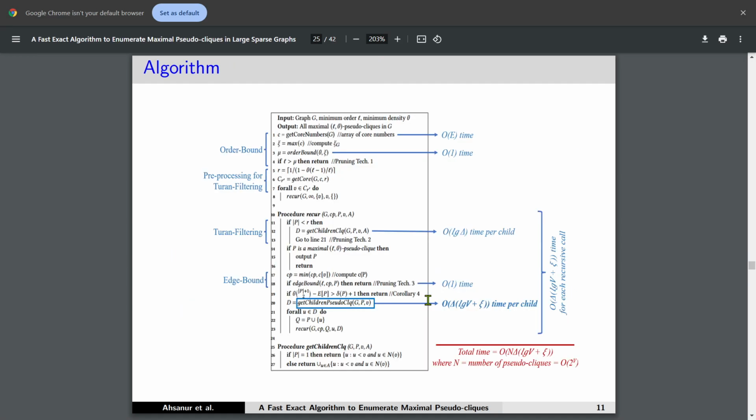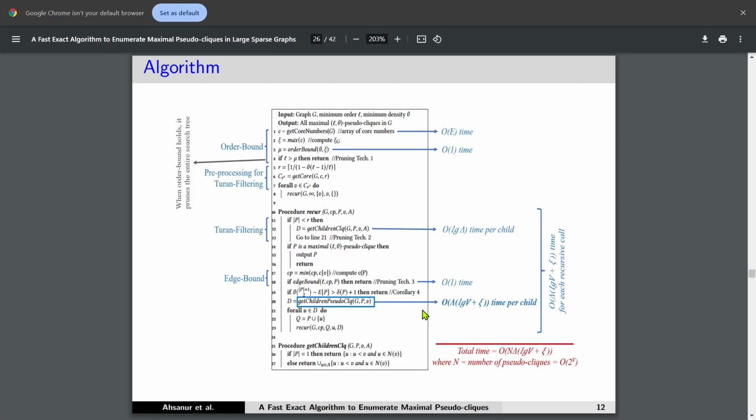The pseudocode of our algorithm is shown here. Note that the most costly part of the algorithm is the get children pseudo-clique procedure, which generates children of the current pseudo-clique. Also, bear in mind that order bound works during pre-processing. So when it holds, the entire search tree is found and no other pruning techniques need to be applied.